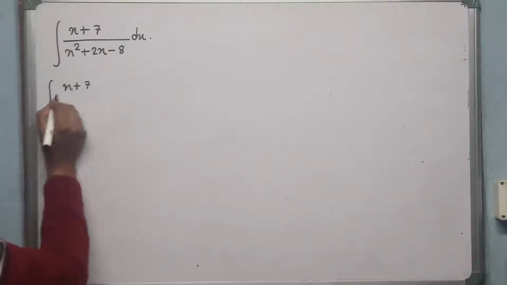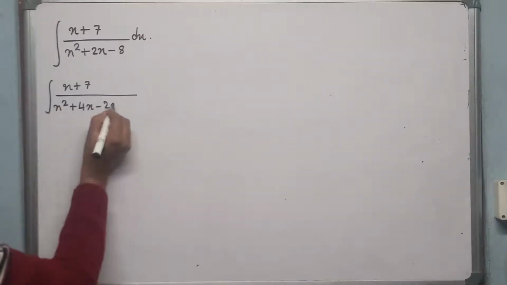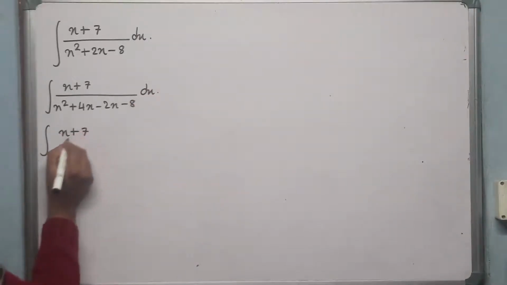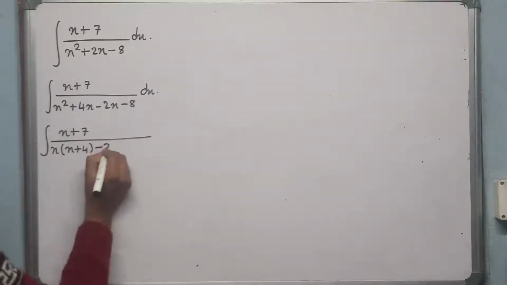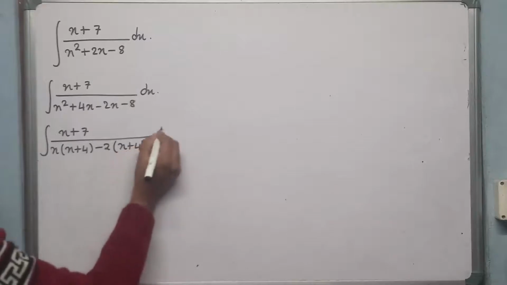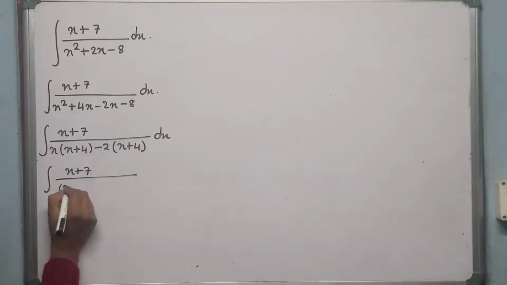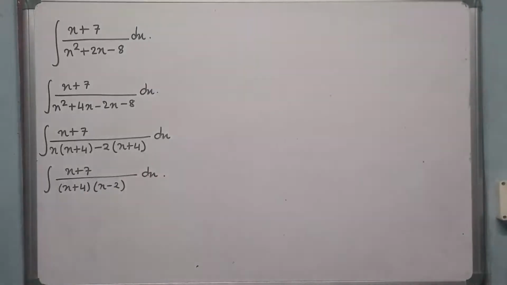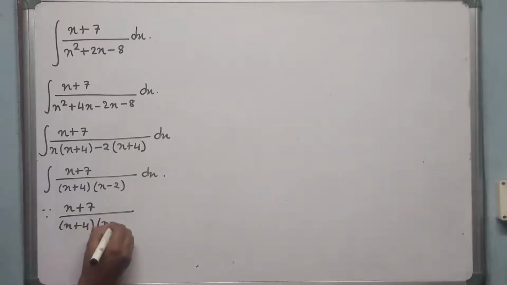x plus 7 over, factorization, x square plus 4x minus 2x minus 8 dx. Now then this one will be x plus 7 over x common to be x plus 4, minus 2 common to be x plus 4 dx. Now then this is x plus 7 over x plus 4 into x minus 2 dx. Now it is factorizable.